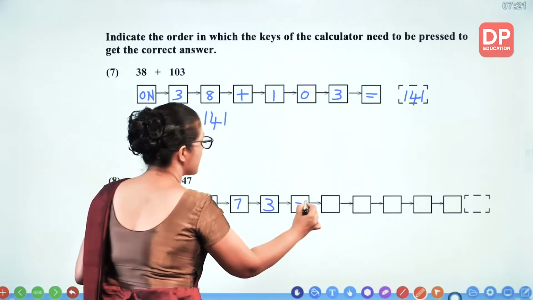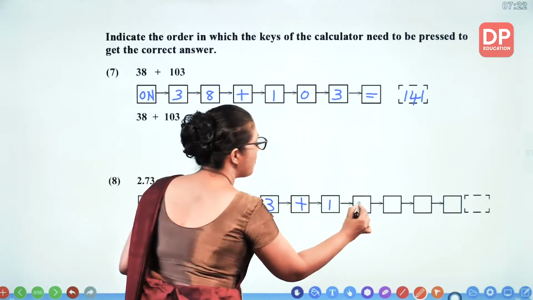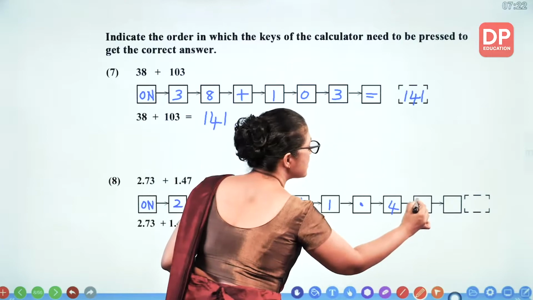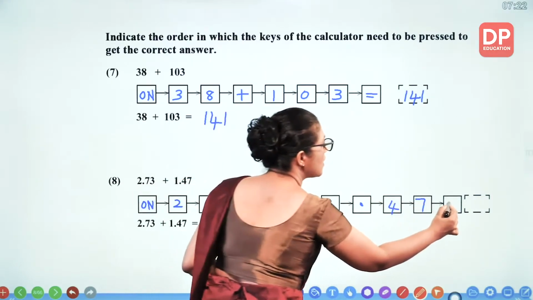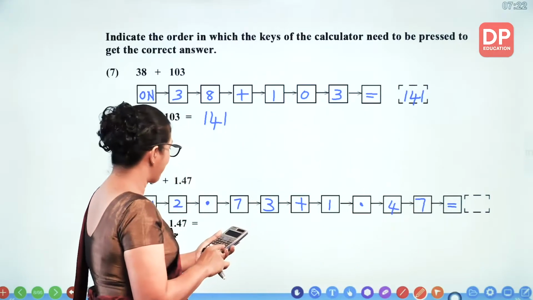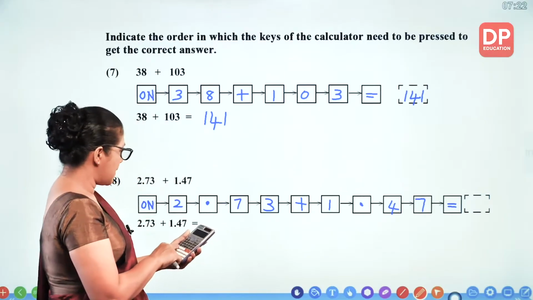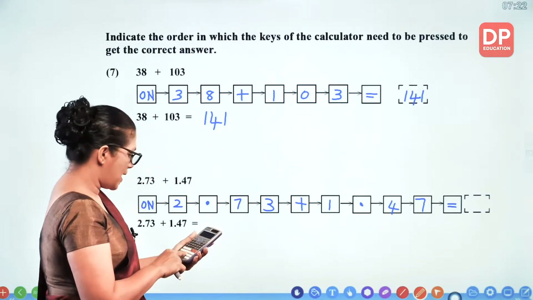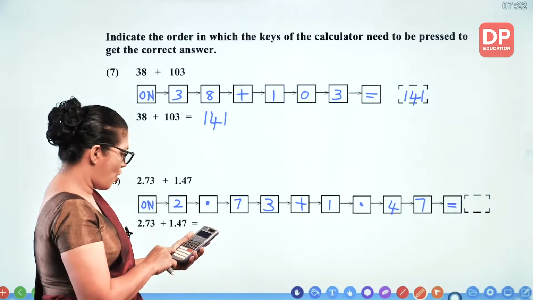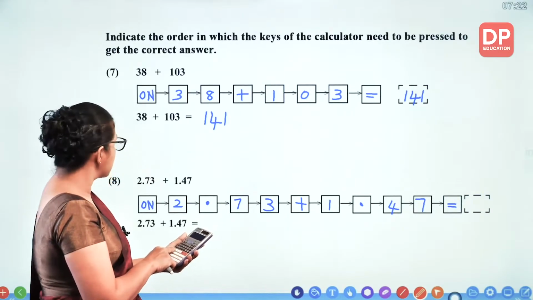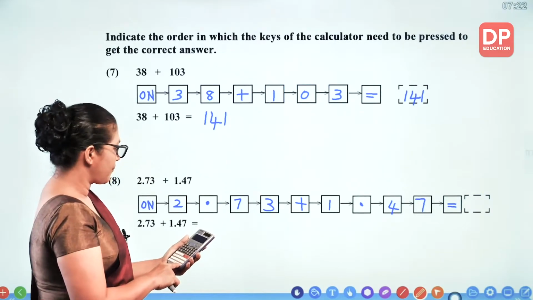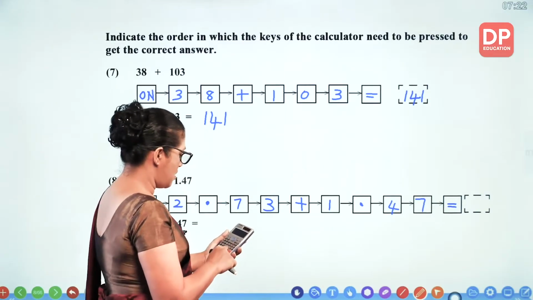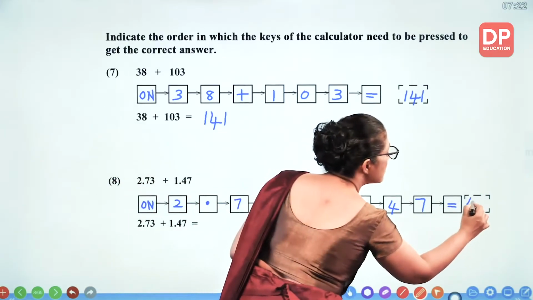Now this one: on, then 2.73 plus 1.47 equals. 2.73 plus 1.47. What's the answer? You get 4.2.